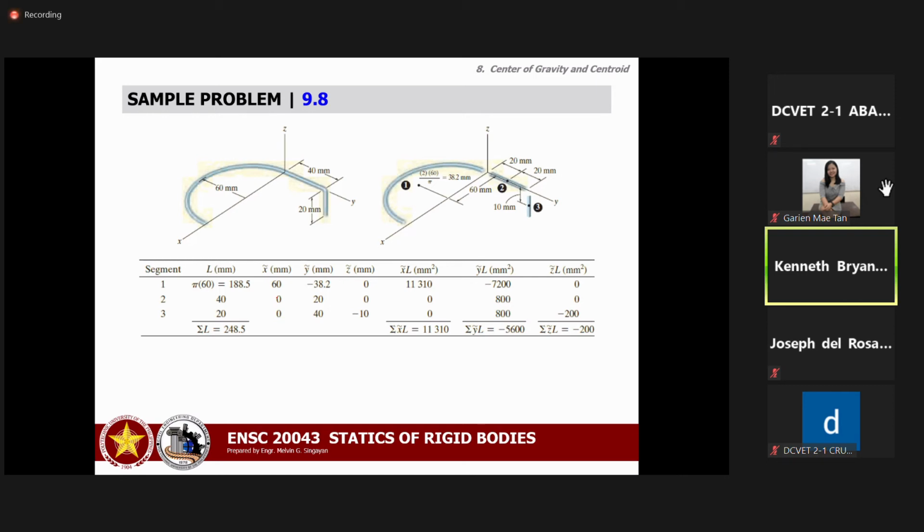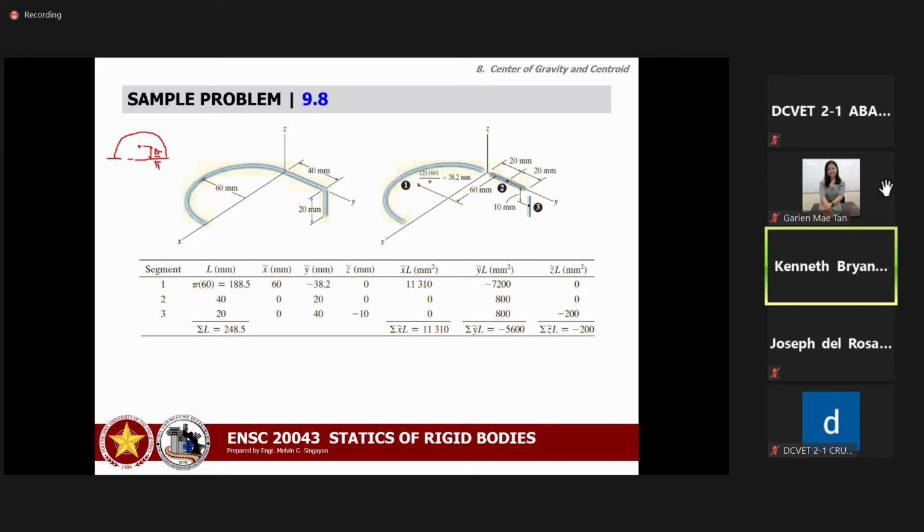For the y curl, this is the centroid of segment 1. So what is y curl? Y curl is the distance of this centroid parallel to the y-axis. Based on the formula, for a semicircle, the location of the centroid from this base is equal to 2r over pi. That's why this distance is 2r over pi. 2(60) over pi is equal to 38.2.